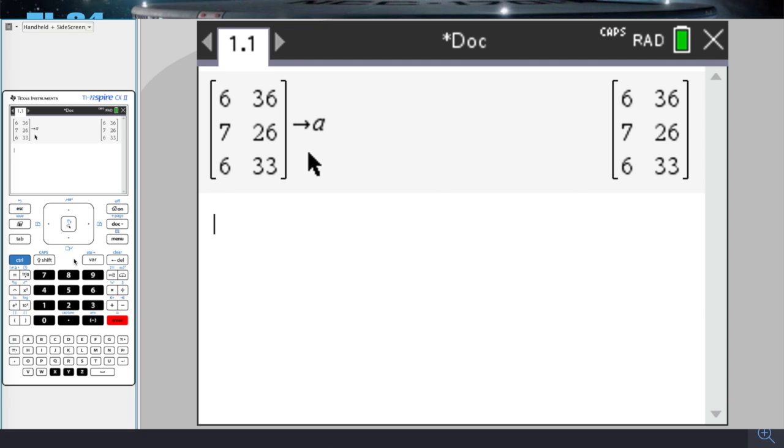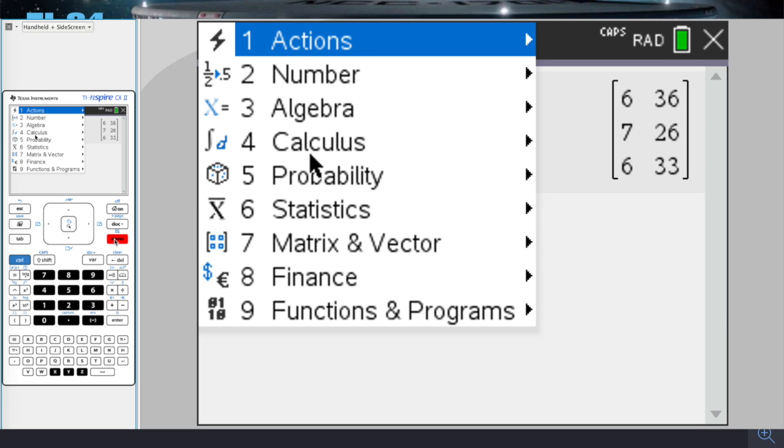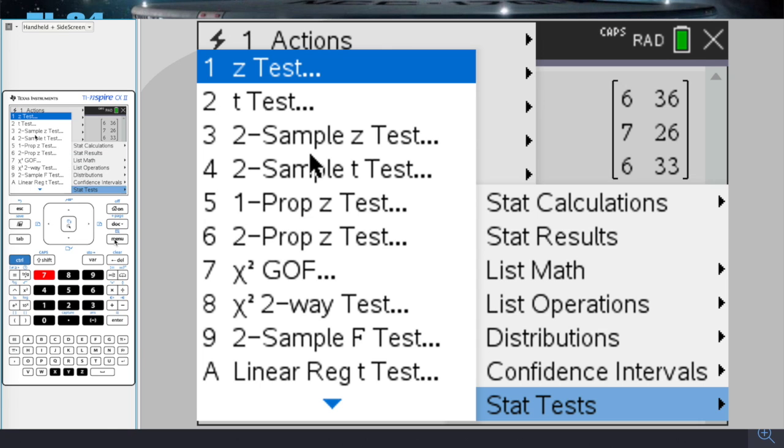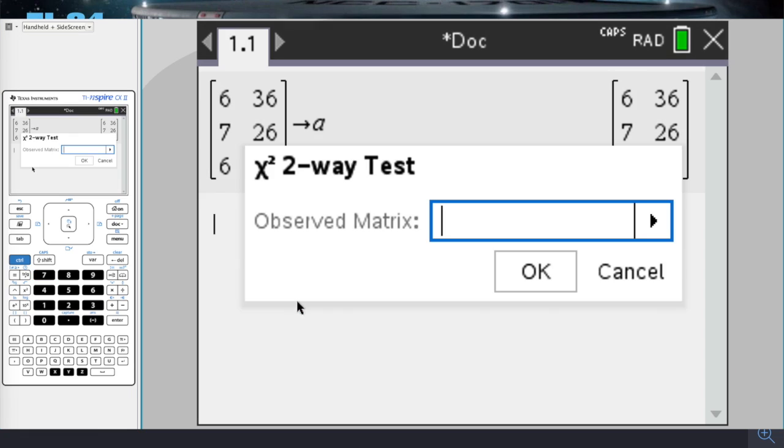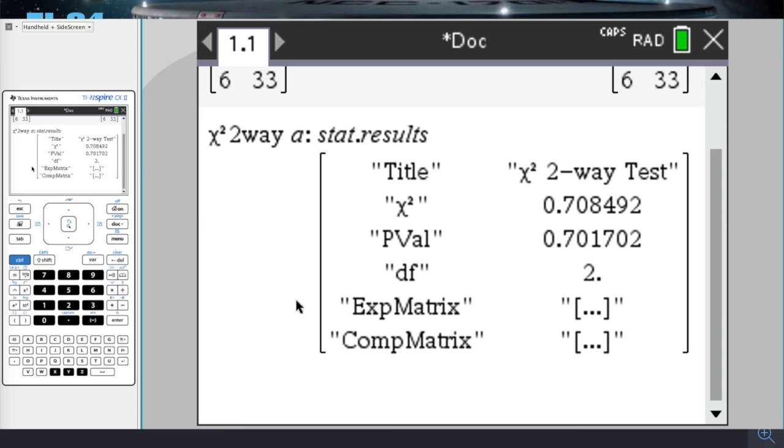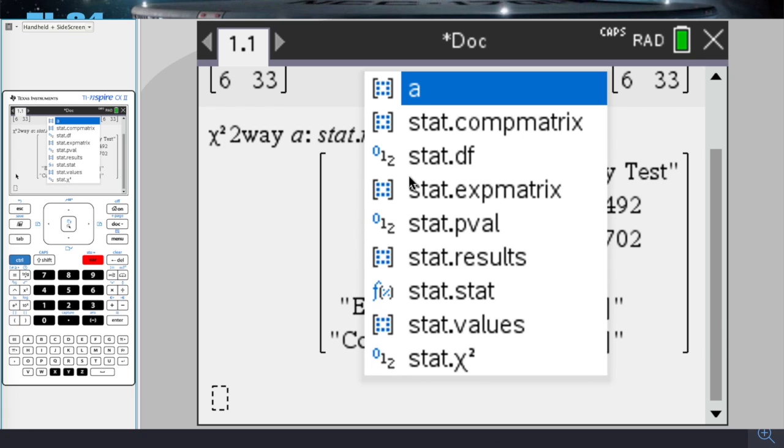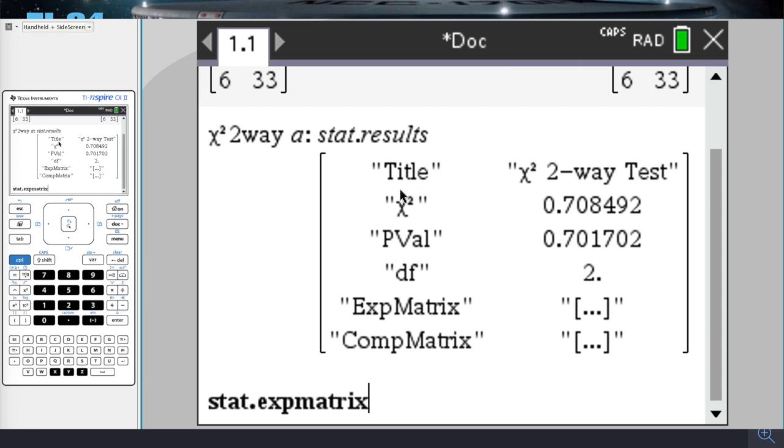So there's my matrix. And now I'm going to do my chi-squared two-way test. I hit menu, 6 for statistics, 7 for tests, and this one is 8 for a two-way test. All I need to do is tell it what matrix we're going to. And there we get our chi-squared statistic of 0.708, and we get our p-value of 0.701 with degrees of freedom of 2.